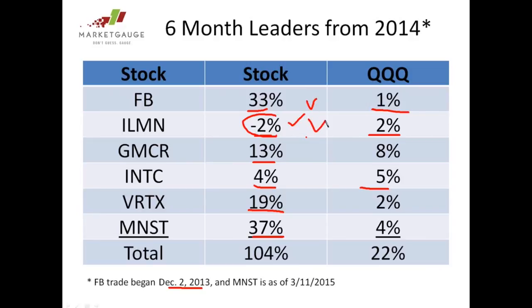And this is all linear, okay? So first you make 33, then you lose 2, then you make 13, then you make 4. Assuming no compounding, that's 104% versus a Q's 22 at the same time. Again, where do you want to focus your attention? Stocks that have that kind of performance, or try and find them some other way.